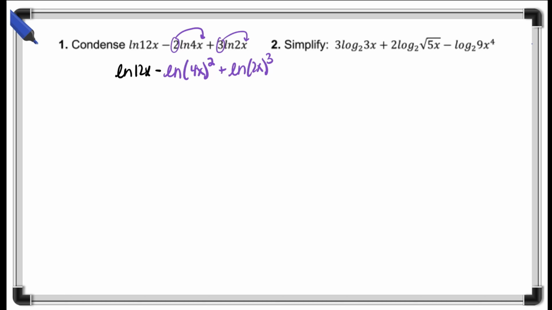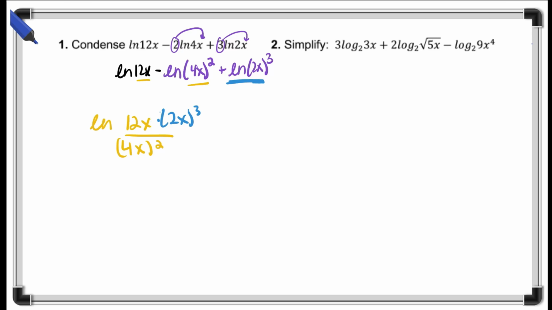Now we're going to see that you do subtract, so we're going to divide those two arguments. So you have the ln of 12x over 4x squared. And then when you multiply, multiplication does put this argument, 2x to the third, into the numerator.